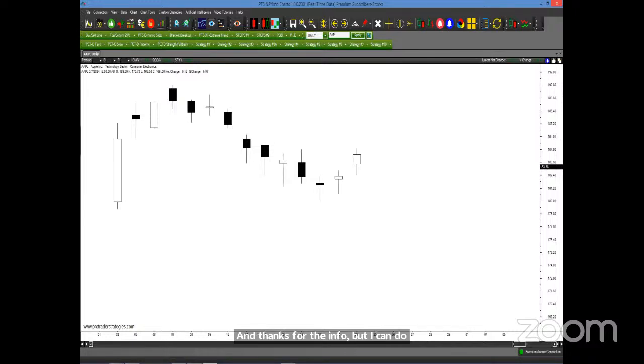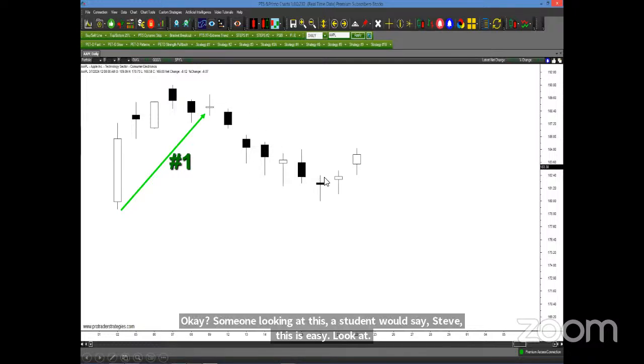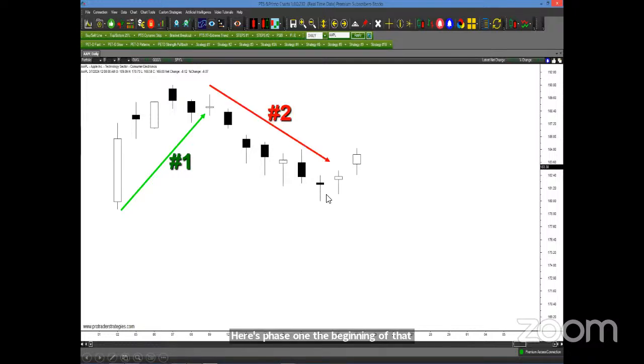Well, here's an example, an older chart of Apple. Someone looking at this, a student would say, Steve, this is easy. Here's phase 1, the beginning of that trend. Here's phase 2, the pullback. And you notice we're starting to go back up, so this must be the beginning of phase 3, right? We're probably going to make new highs, probably going to have a nice run up. So I don't really need strategy number 9 to tell me, because I've figured out on my own how to identify these phases.